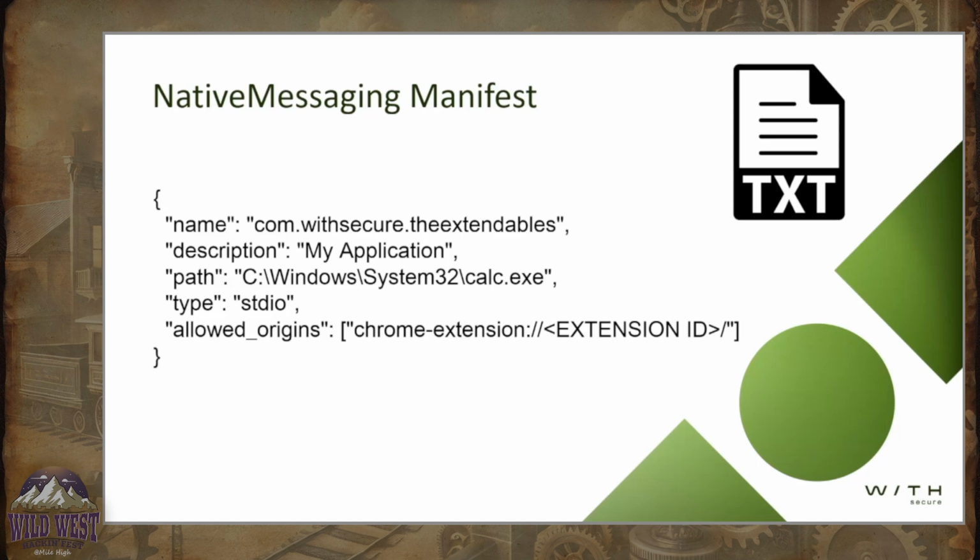Then we've got a description, which is a description. We've got the path to the native messaging host application itself. Here, it's just calc as an example, but you could have your script or whatever executable you want. Then we've got the type of communication, so stdio is standard input and output, and then we've got the allowed origins, so which extensions are allowed to talk to this native messaging application.